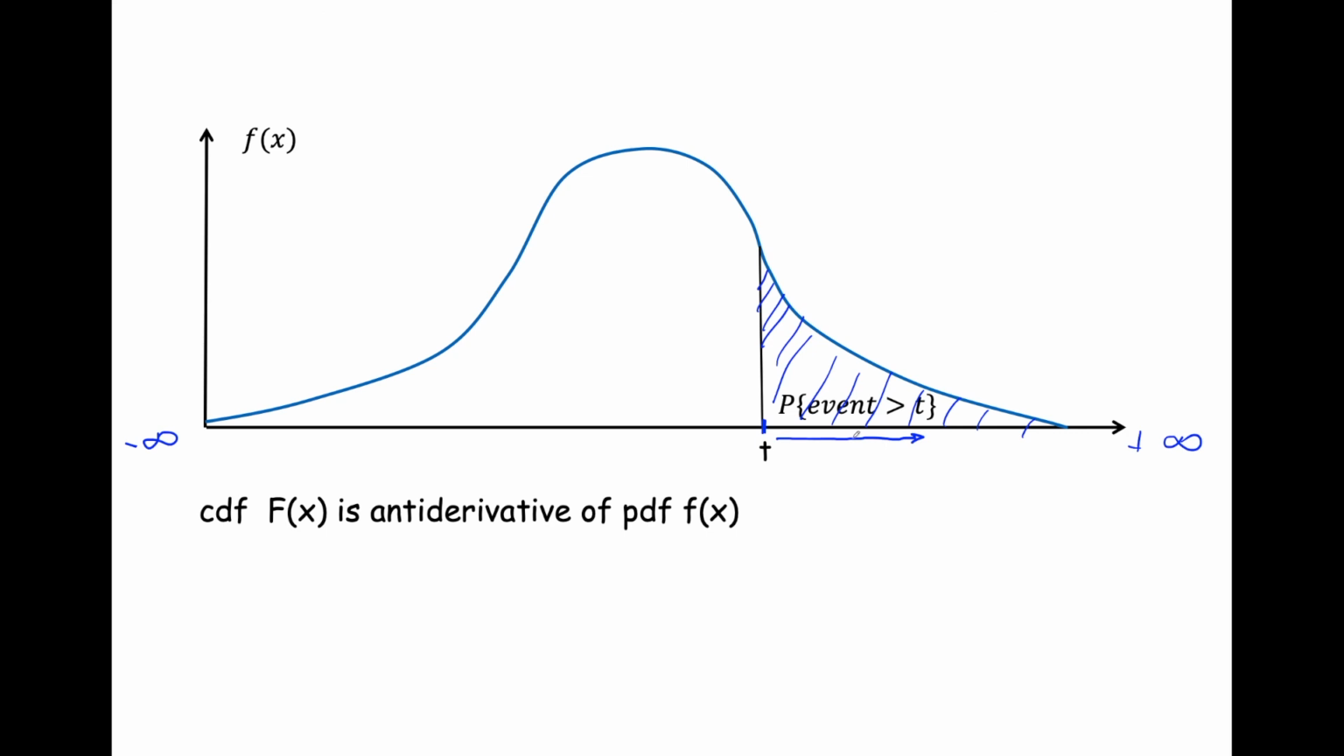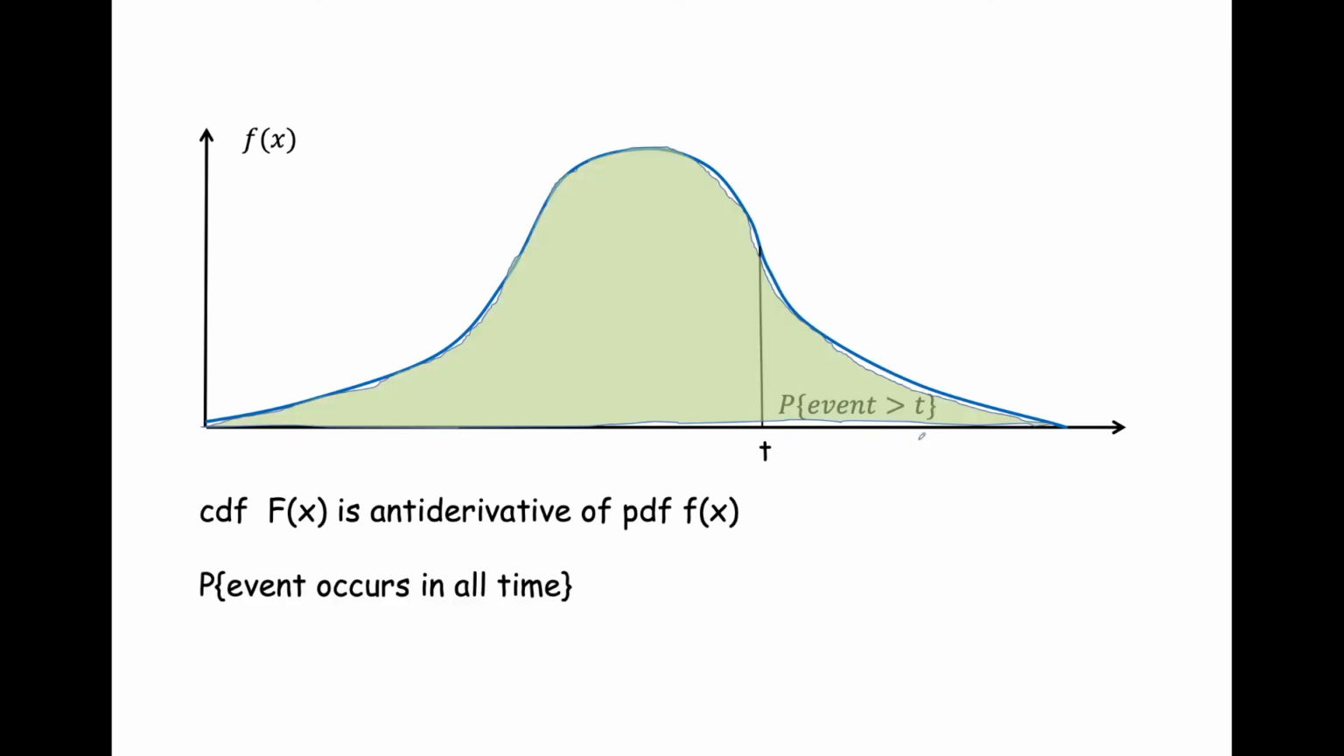And so we know that the CDF, cumulative distribution function, capital F of x, is the antiderivative of the PDF. And we're going to use this idea of the antiderivative or integral to give us the solution for this shaded region. And that's what we're after.